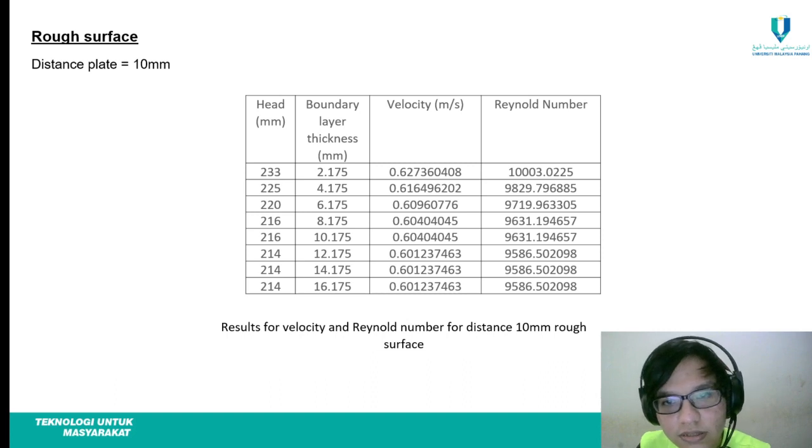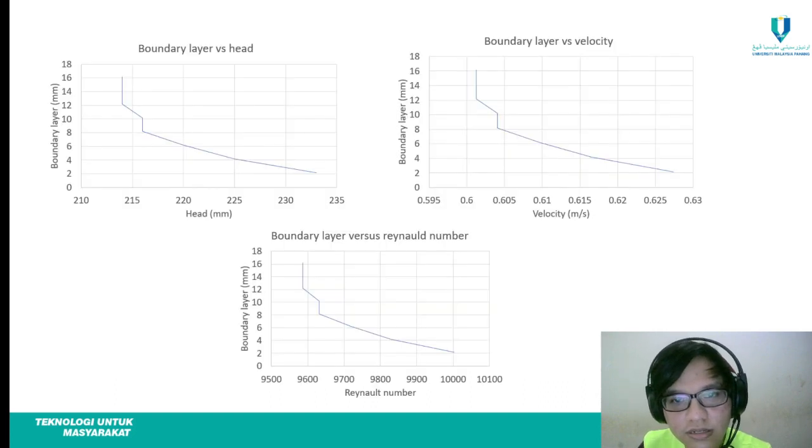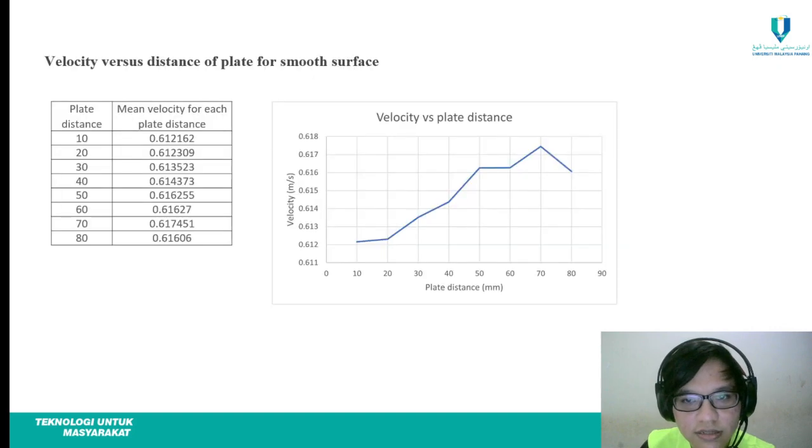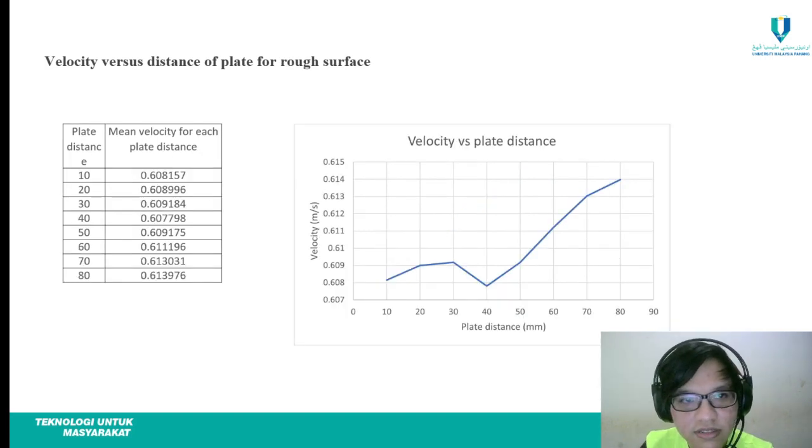Then rough surface. Here is the result for the rough surface, for the velocity and for the Knudsen number. Just like previously mentioned, all of them show the same pattern, which is as the boundary layer increases, the mentioned result will decrease. Then here we have the velocity versus distance of plate for smooth surface. You can see that as the plate distance increases, the velocity will increase over time, then it will decrease at 17 millimeter. Then velocity versus distance of plate for rough surface. In this graph, we can see that at 40 the velocity will decrease, then it will increase back to 80.